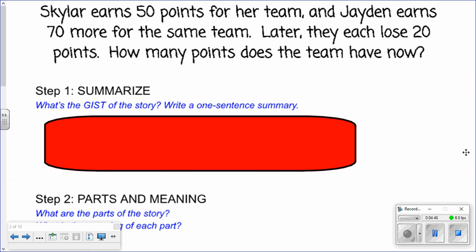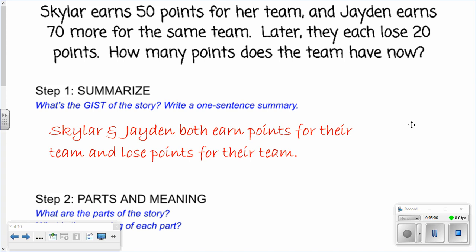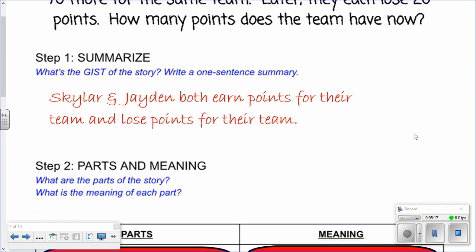It says Skylar earns 50 points for her team and Jaden earns 70 more for the same team. Later, they each lose 20 points. How many points does the team have now? So the first thing we're going to do is summarize the gist of the story, a one-sentence summary of what is happening. So Skylar and Jaden both earned points for their team, but they also both lost points for their team. So that's a summary of what we've got going on. They both gained some points, but they also lost some.